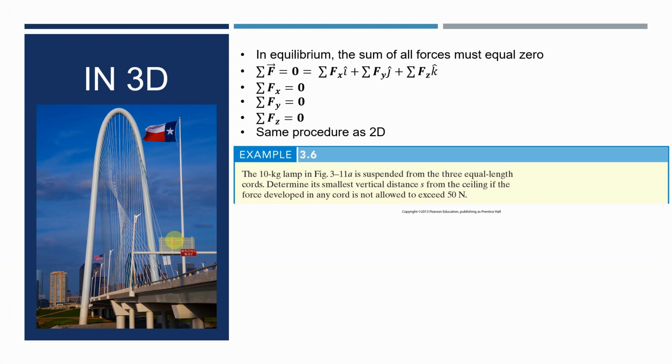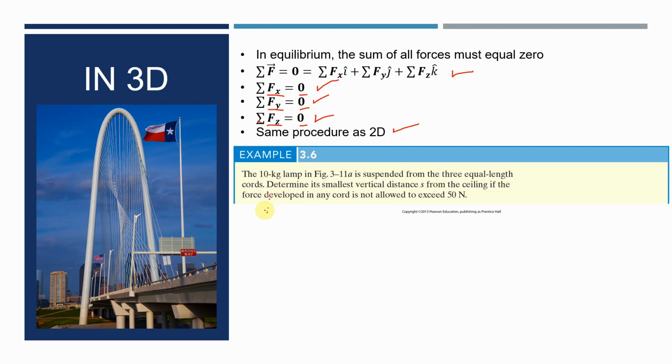Now, 3 dimensions. Let's dive into 3 dimensions. Same ideas. Sum of all the forces has to equal 0. Sum of all the forces in the z direction has to equal 0. Y direction has to equal 0. X direction has to equal 0. Same procedure that we did earlier. So let's take a look at the next problem.